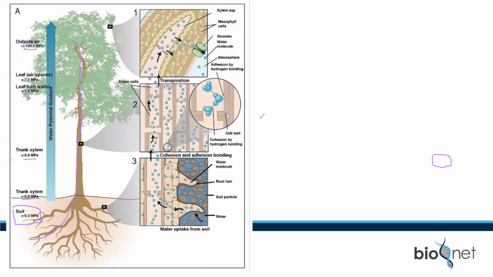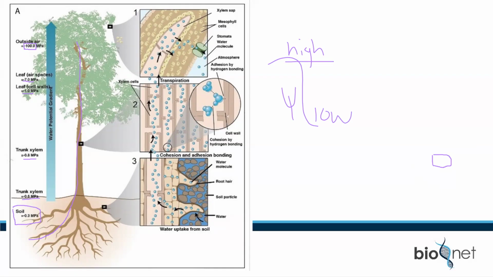So what does that mean? Remember that water potential will go from a high water potential to a low water potential. Why don't you pause the video? Where is there a higher water potential in this plant? Is it in the soil or is it in the outside air?